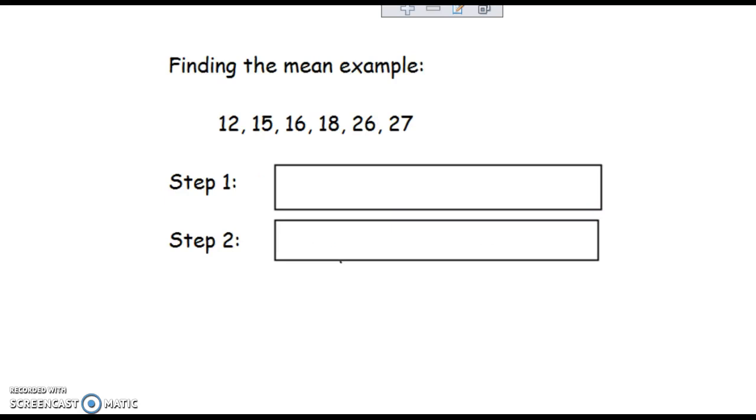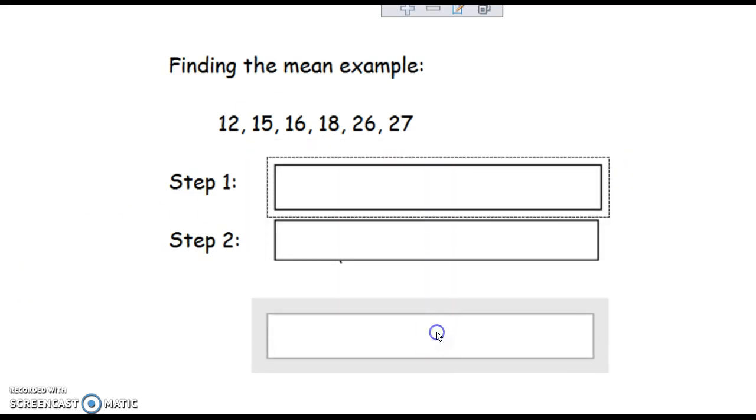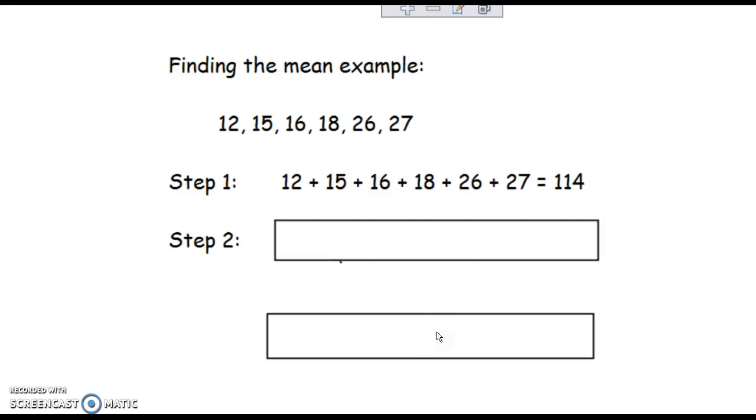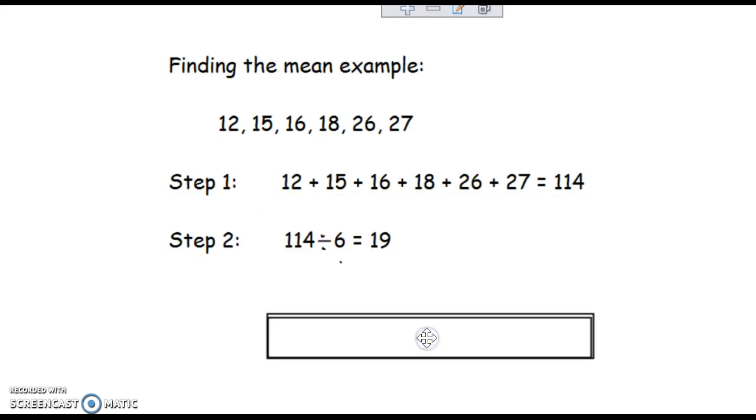Let's try an example. We want to find the mean of these 6 points. What is our first step? Our first step is to add all of the terms together. As we can see on the screen, I'm adding all the terms together and I get a total of 114. Second step is to divide by the number of terms. Counting the number of terms, it is determined that there are 6 terms, so we'll take 114, divide by 6, and when we do, we get an answer of 19. Therefore, 19 is our mean.